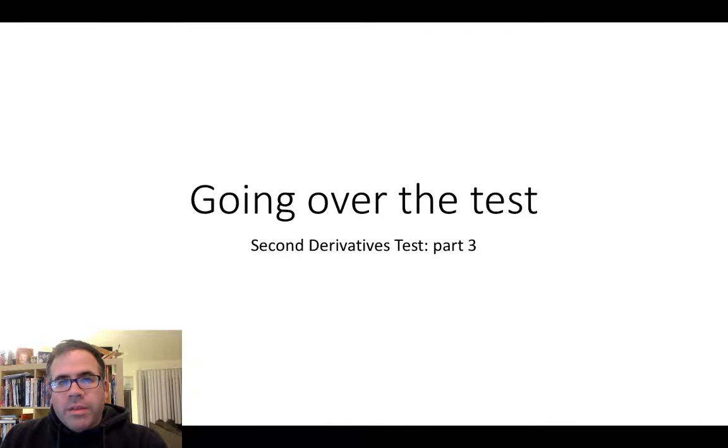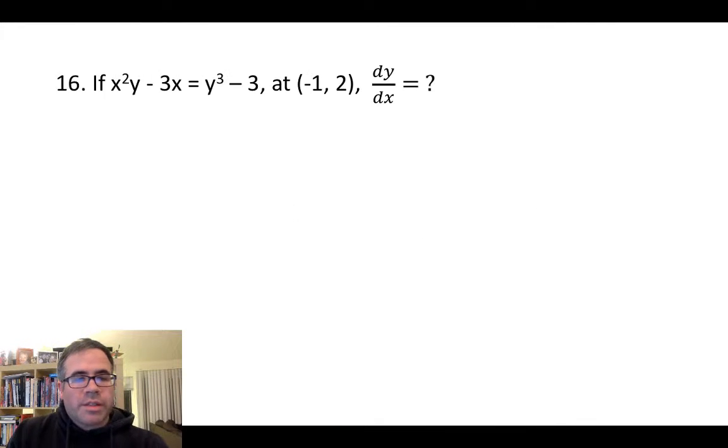Today we're going over the last page of the second test on derivatives I gave, so we'll just get started. So the first part is if x squared y minus 3x is equal to y cubed minus 3 at the point negative 1, 2, what is dy dx? Now this is set up like a perfect, straightforward, implicit differentiation problem, so we'll do that.